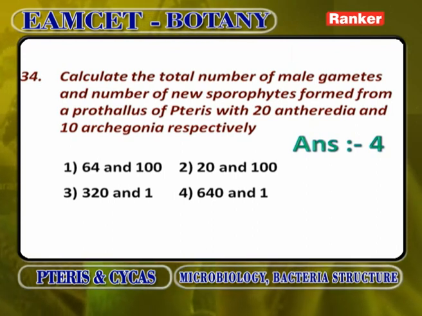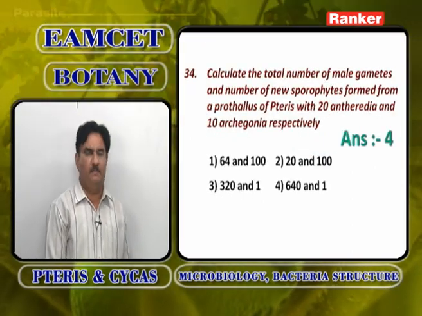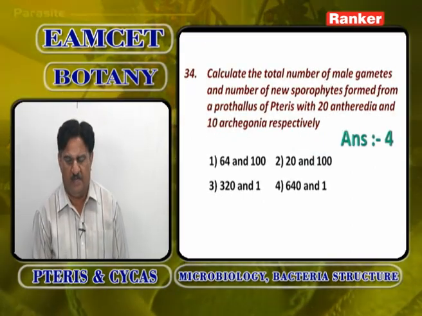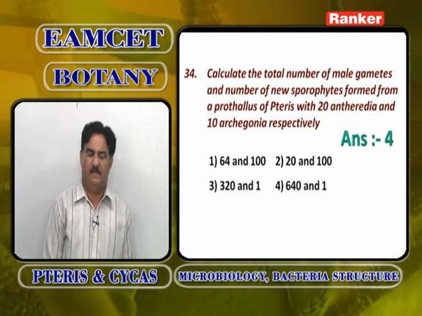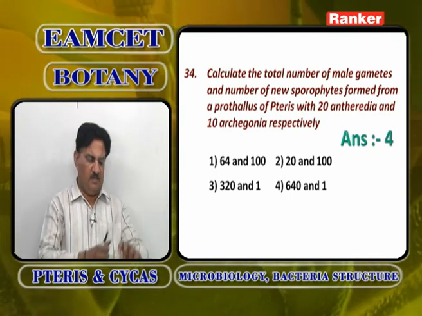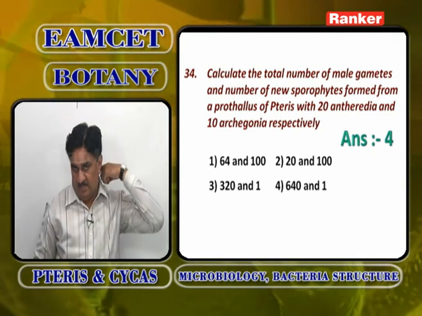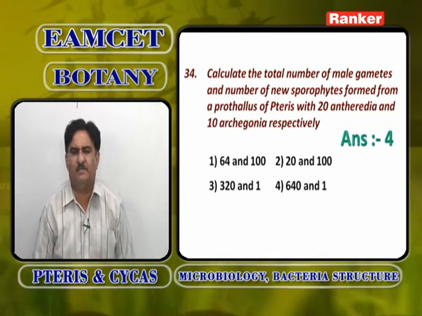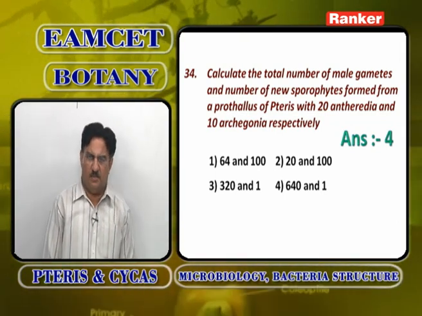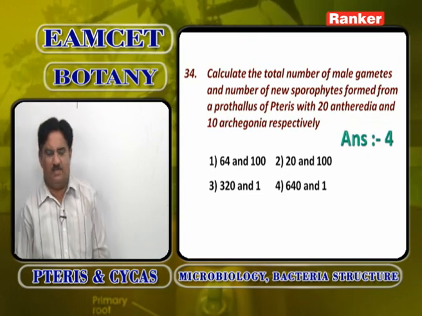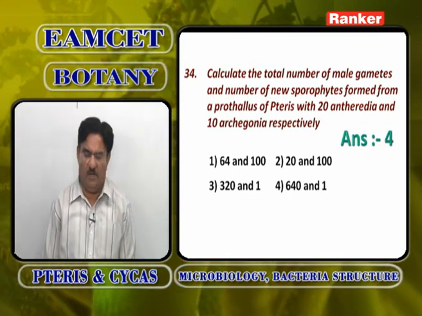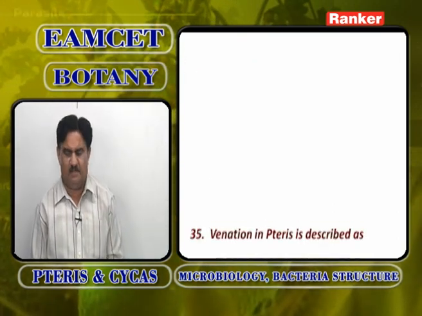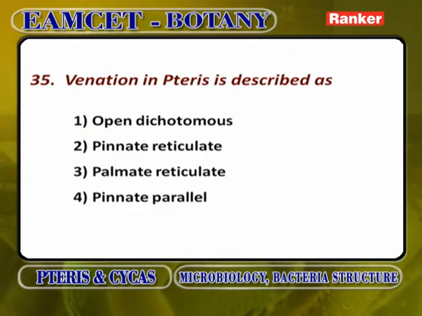So, calculate the total number of male gametes and the number of new sporophytes formed from a prothallus of Pteris with 20 antheridia and 10 archegonia respectively. Even though 10, 20, or 40 archegonia are there, only one archegonium is functional, and all the others are abortive. So, only one sporophyte is formed. The answer is 640 and 1: 640 antherozoids are formed and one sporophyte is produced.